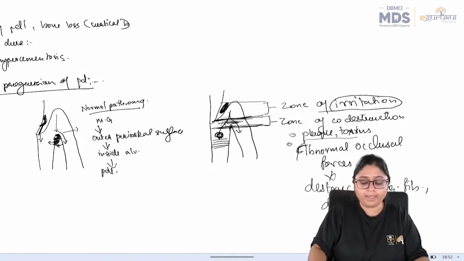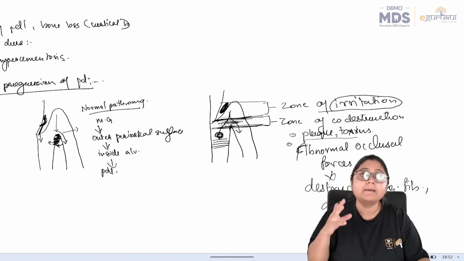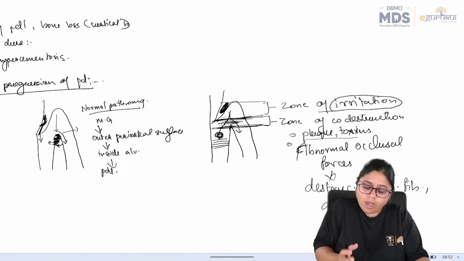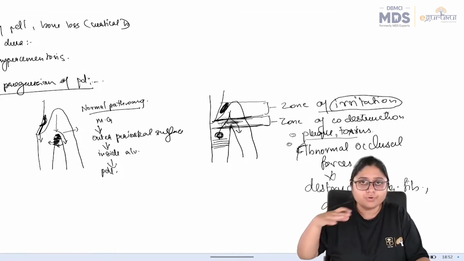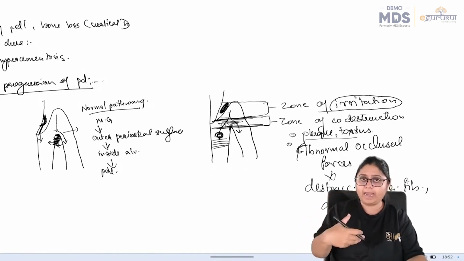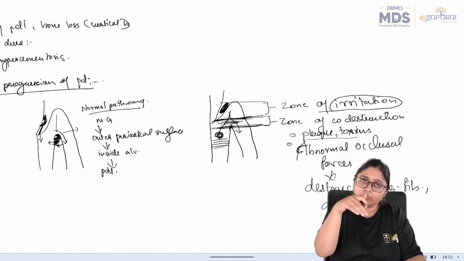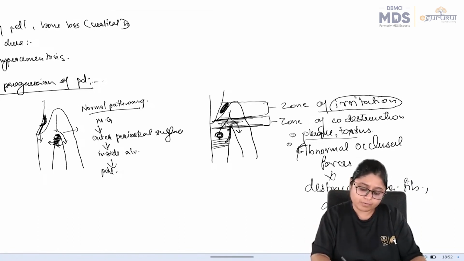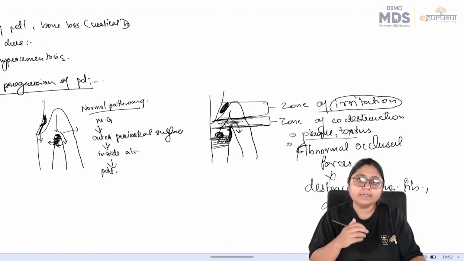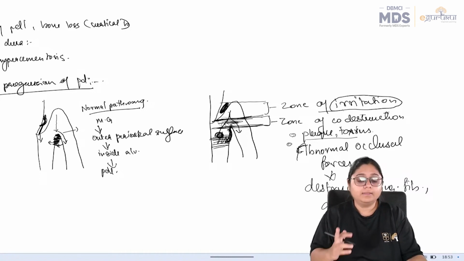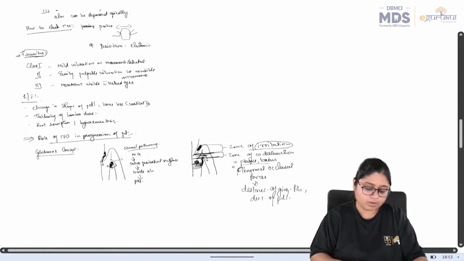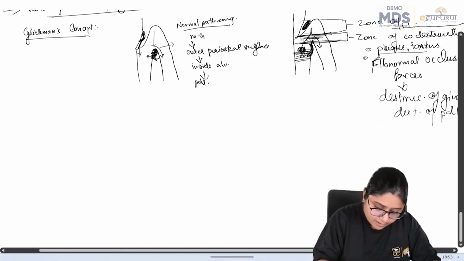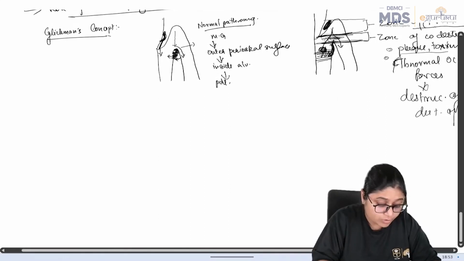Thus, the inflammatory pathway always takes the path of least resistance. As there is destruction of the PDL and the gingival fibers, the inflammation will easily spread from the zone of irritation, from the marginal gingiva, to the periodontal ligament space, and there it will cause bone resorption. The bone resorption will start from the inner side, plus there will be destruction of the PDL fibers leading to attachment loss. Clear? This occurs when gingival inflammation is present, and this was Glickman's concept. So, zone of irritation and zone of co-destruction, I hope you have understood, and now you will not forget it.